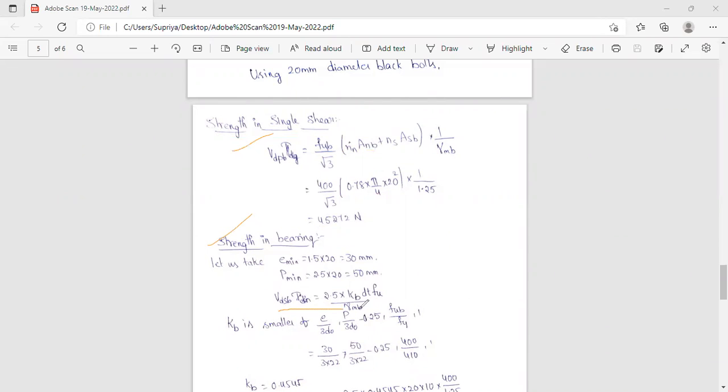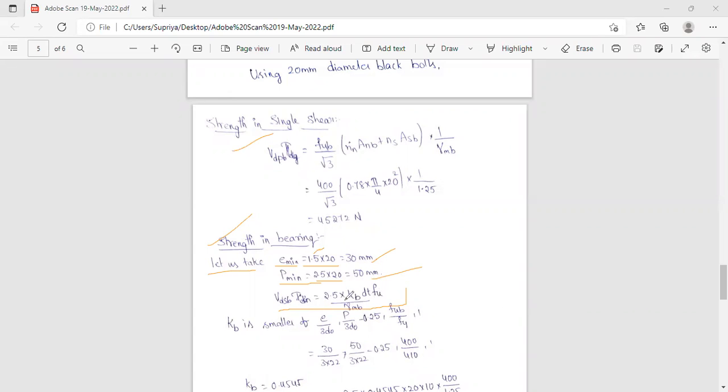Strength in bearing is given by 2.5 into kb into d t into fu by gamma mb. Let us take the minimum edge distance as 1.5 times the diameter of the bolt, as per IS code provisions, and the minimum pitch will be provided as 2.5 times the diameter of the bolt. So you get 30 mm and 50 mm as the edge distance and minimum pitch.